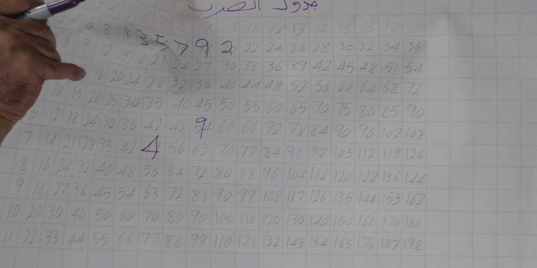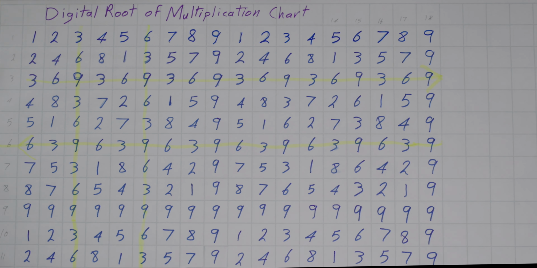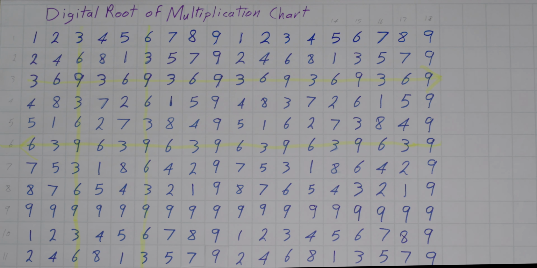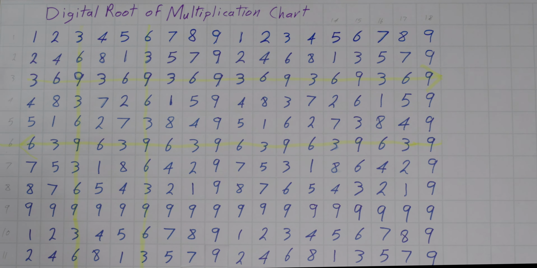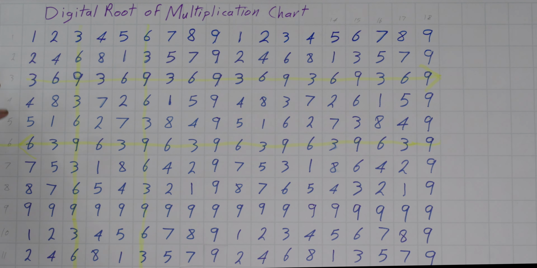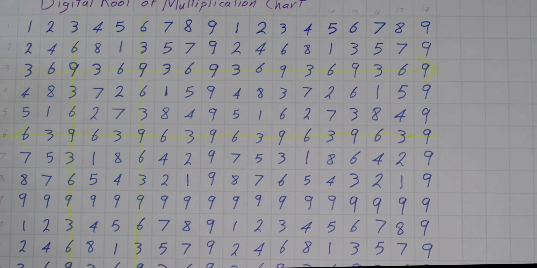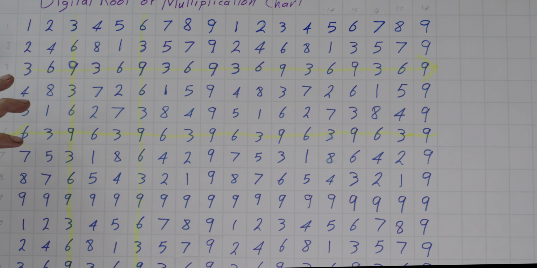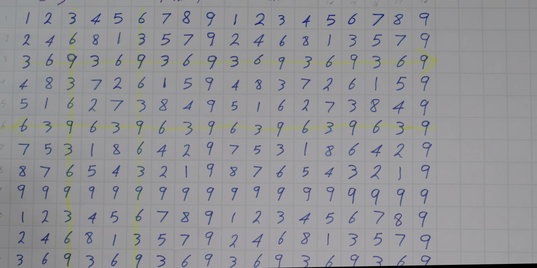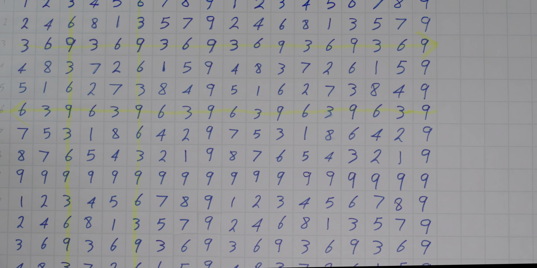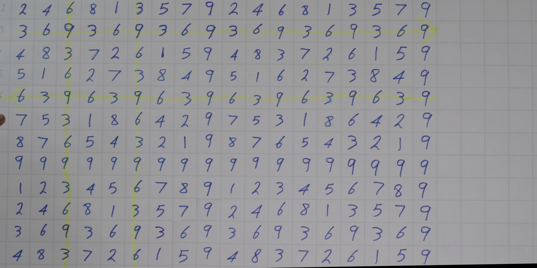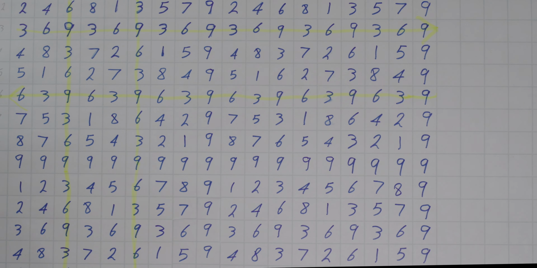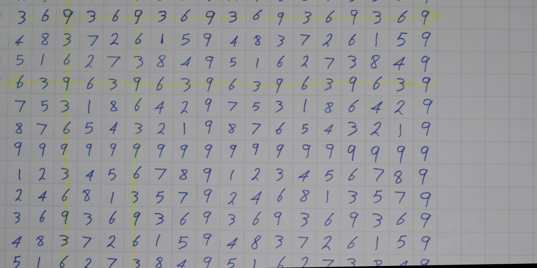It's going to look like this if you apply it on all the numbers. This one is only 18 by 18, the digital root of the multiplication chart. And you will see the 3, 6, and 9 as a periodic infrastructure. Even if you go 100 by 100, it's going to look the same. And yet, this is not what I'm trying to point out.